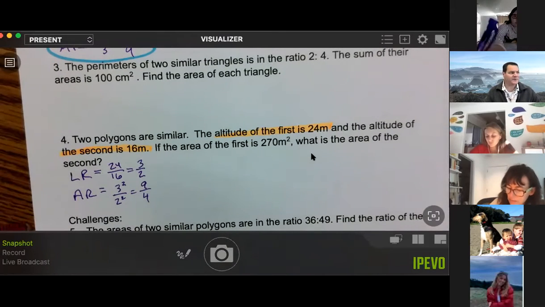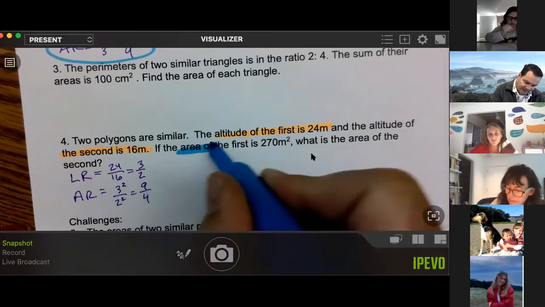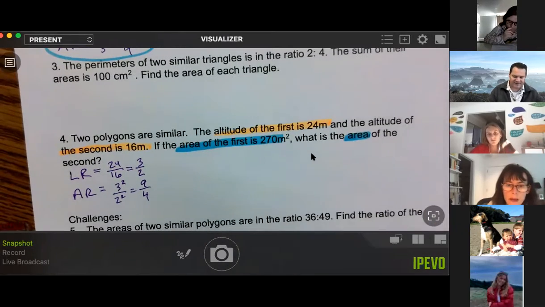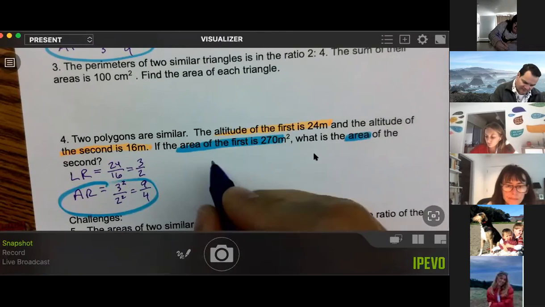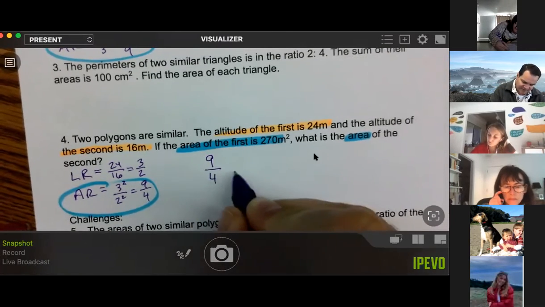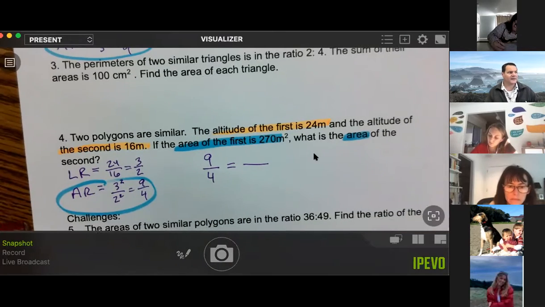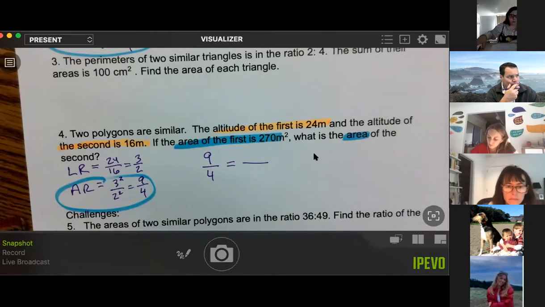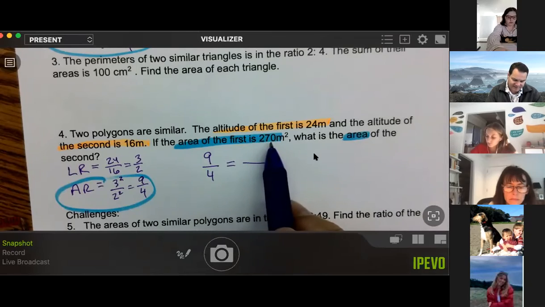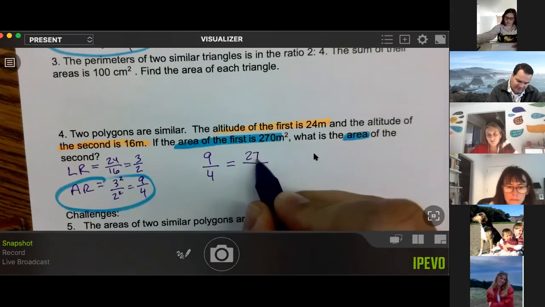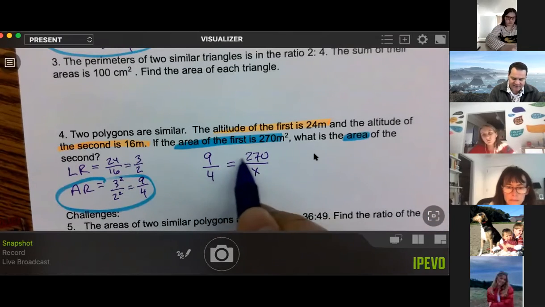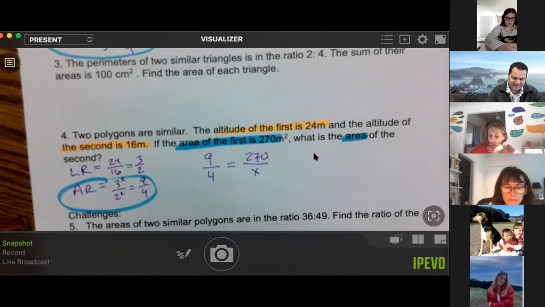Now we'll look at the problem that's being posed. If the area of the first is 270, what's the area of the second? So they're asking us about the area ratio. So I start with 9 over 4 because that's my area ratio. And then I create my proportion. It says the area of the first is 270. Well, my first was 24, which was my top. So I need to keep it in line with that. My 270 is on top because that's my first. And I'm looking for the area of the second. That's going to be on the bottom.